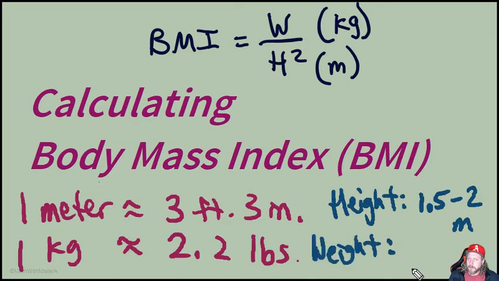And for weight, a person who is 50 kilograms would be about 110 pounds. And a person who is 100 kilograms is about 220 pounds. So we're looking at weights for people in kilograms somewhere between 50 and 100, maybe above 100. That would be between 110 and 220 pounds.